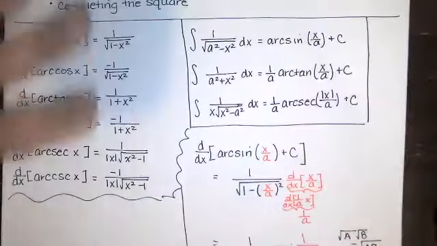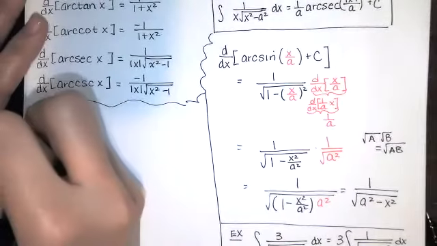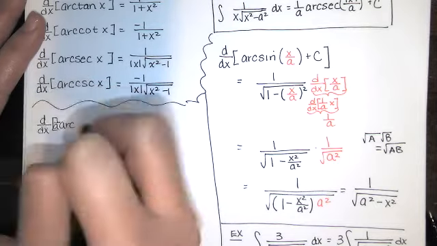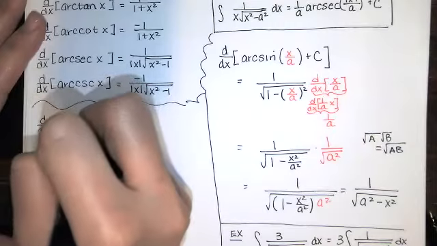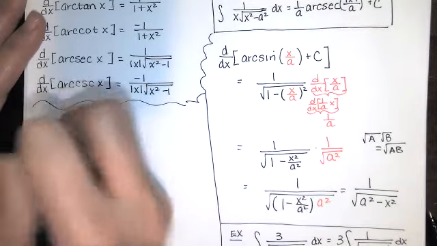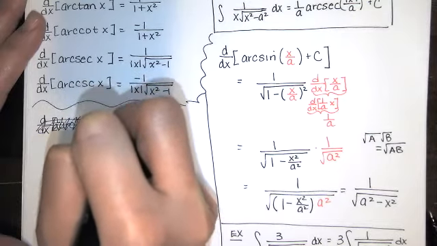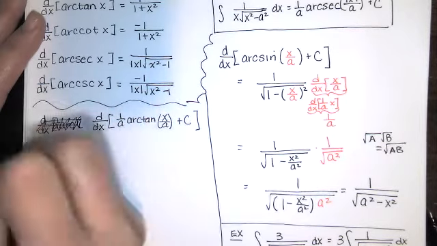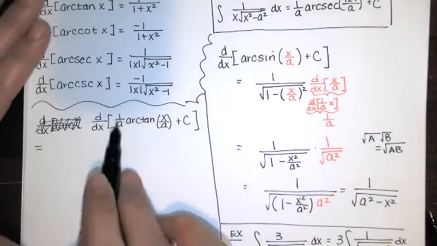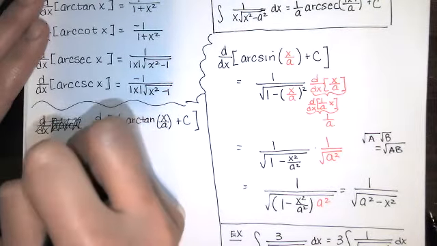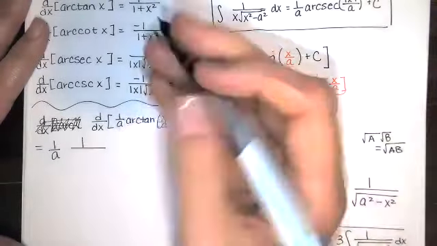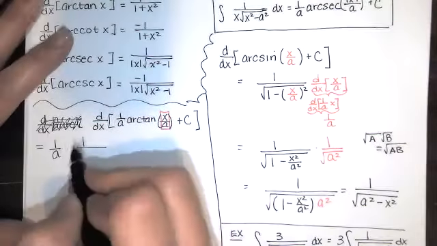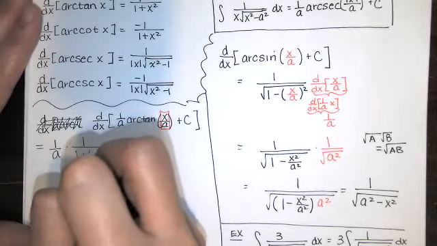Now let's verify the arctangent rule. The derivative of 1 over a arctan of x over a plus c is this? Well, first I bring my 1 over a down because that's a constant. And then I'm using the chain rule for the arctangent of x over a. So that's my inside function. The derivative of arctangent of a function is 1 over 1 plus that function squared.